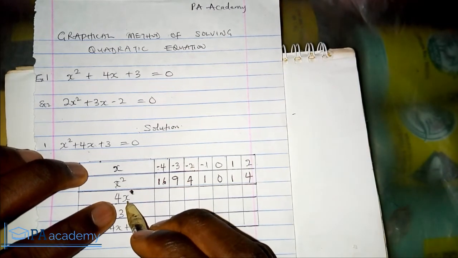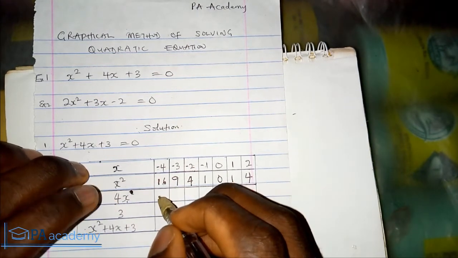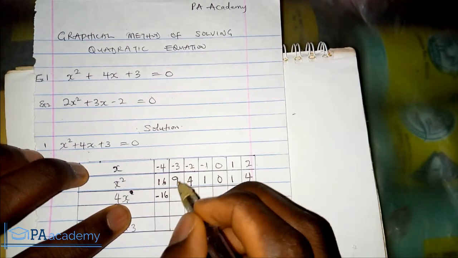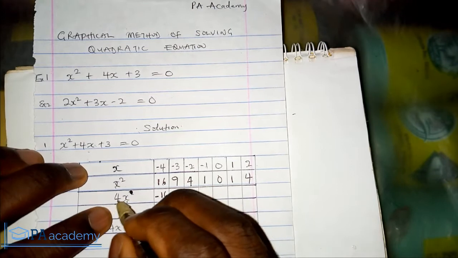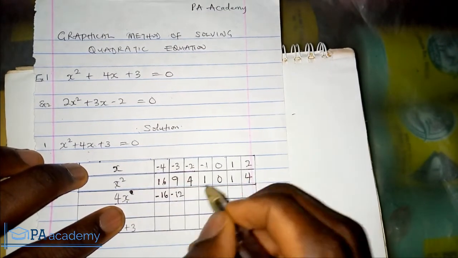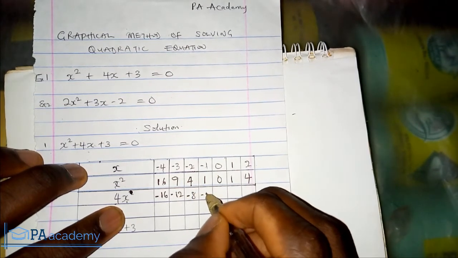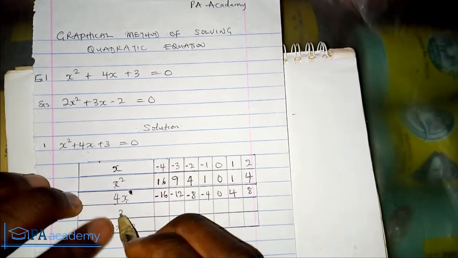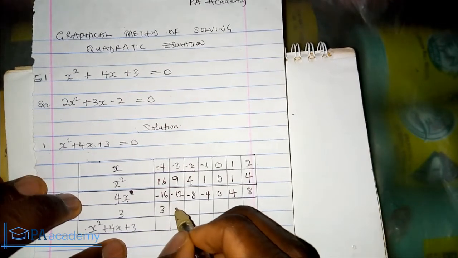Here we have 4x. So you are going to replace the x with minus 4. Replacing it, that will be 4 multiplied by minus 4. That will give us minus 16. For minus 3, if you put minus 3 in place of x, that will be minus 3 times 4. That will give us minus 12. We are going to do that for the other values. That will give us minus 8, minus 4, 0, 4, and 8. Now for this constant, which is 3, you can see that there is no x. So we are just going to rewrite the 3 all through.